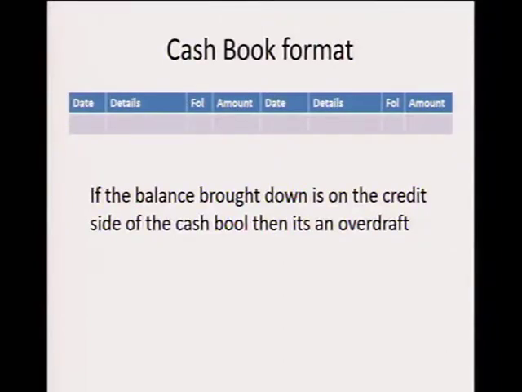And when you are doing an updated cash book, that is the format that you have to follow. You are only using the format of date, details, folio, and amount. That is for the debit side, and the same applies to the credit side. And very important, if the balance brought down is on the credit side of the cash book, then that amount is an overdraft. So that is in short a format and important points that you have to know when you are doing a bank reconciliation statement.